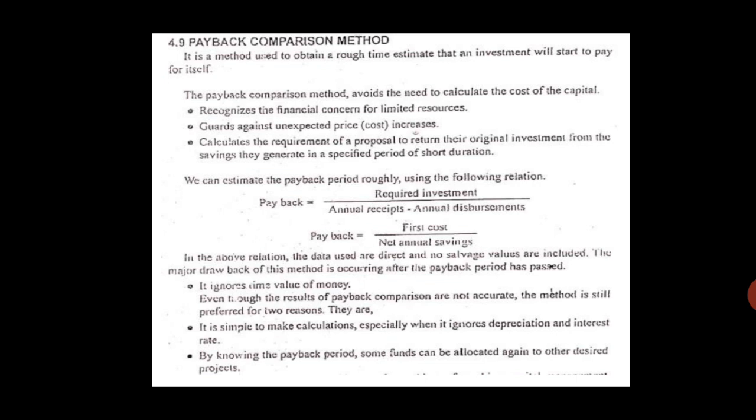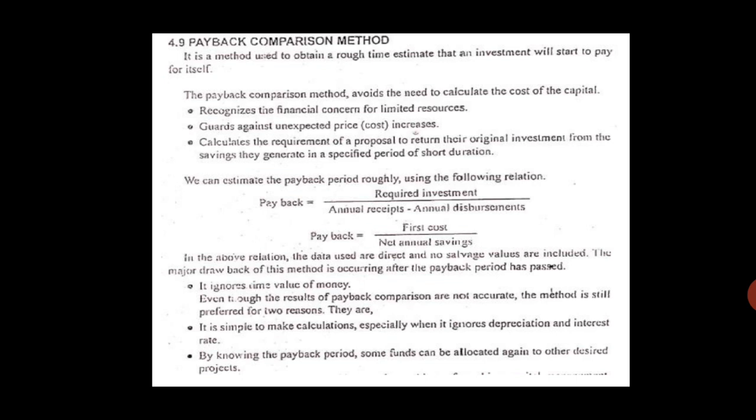So the payback comparison method avoids the need to calculate the cost of the capital. Here the time value of money is not considered, and the cost of the capital means, suppose you take a loan. I want some capital, say I want 10 lakh rupees. So I borrow it from the bank. So it will involve cost, say interest, say 10%, 12%. That is not considered here.